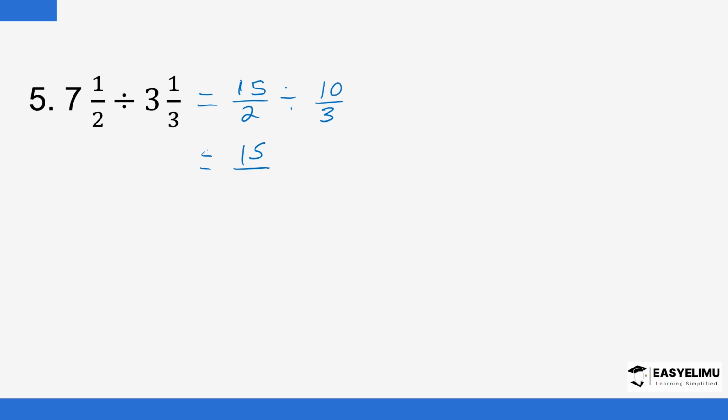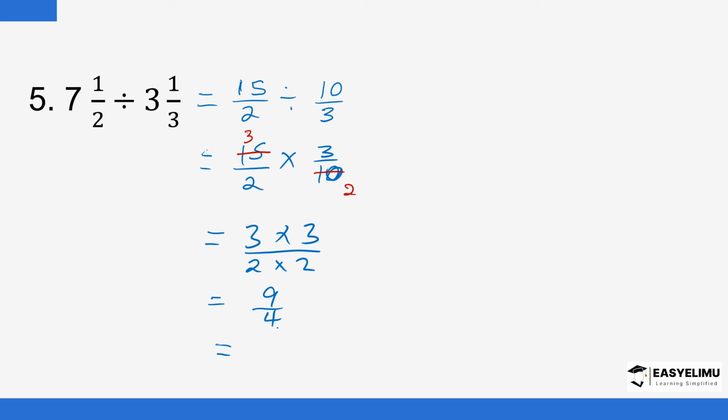So this one remains 15 over 2, but now the division sign changes to multiplication, and then we invert this upside down. So 3 over 10. So after that, now you realize this diagonal is simplifiable because they have a common factor of 5. So let's do that first. So 15 divided by 5 is 3. 10 divided by 5 is 2. After that, you can multiply the numbers remaining in the numerator and the numbers remaining in the denominator. So that is going to be 3 by 3 and then 2 by 2. So 3 by 3 is 9 and 2 by 2 is 4.